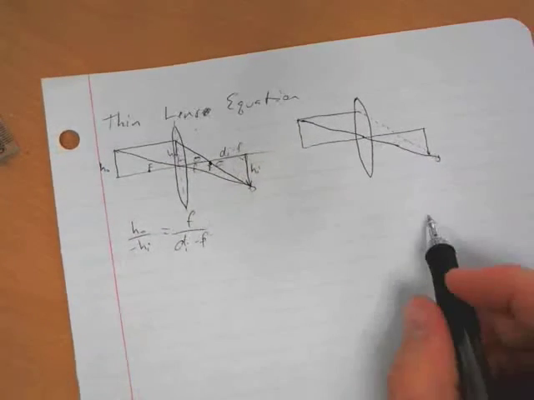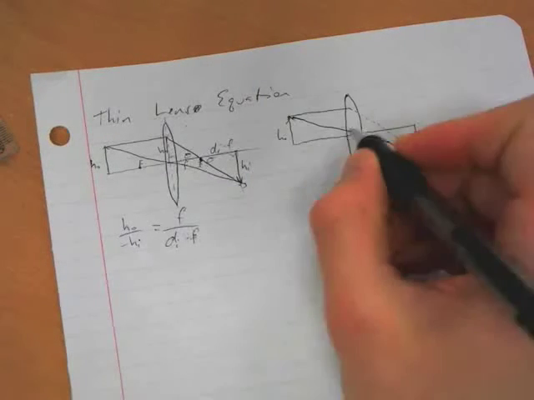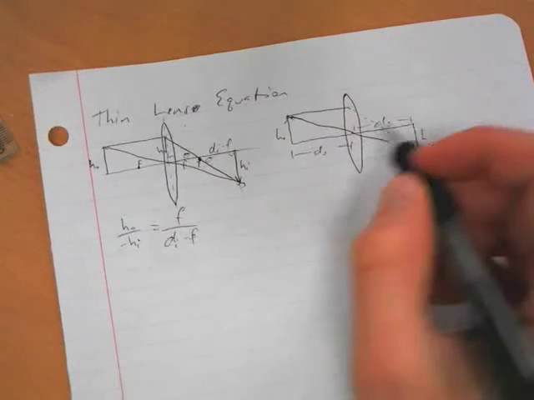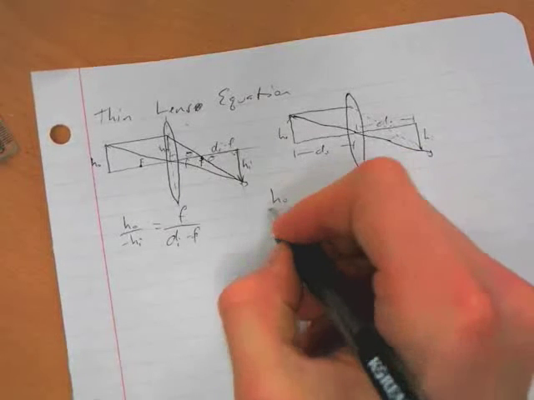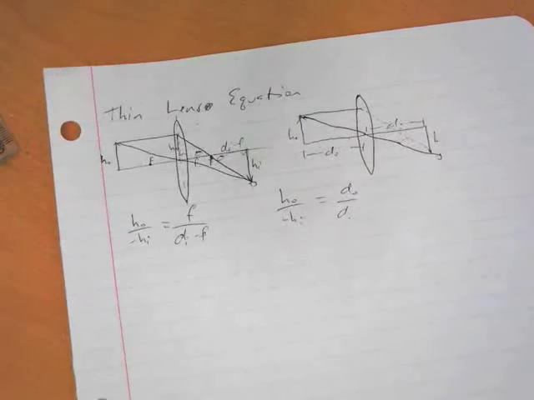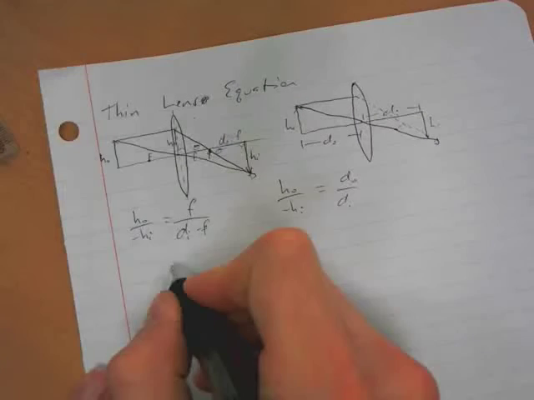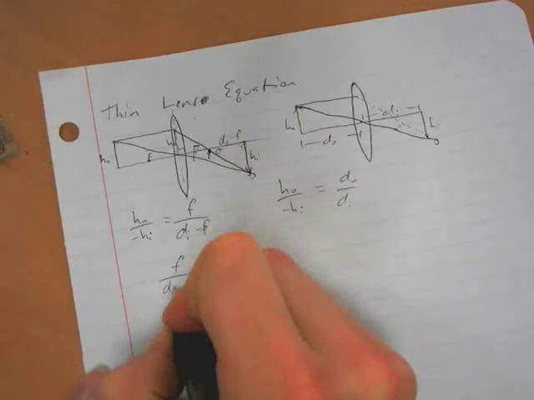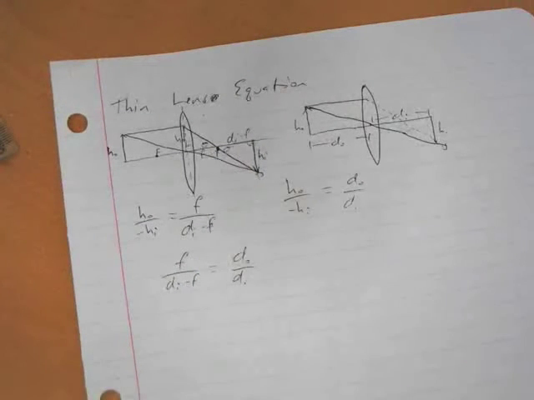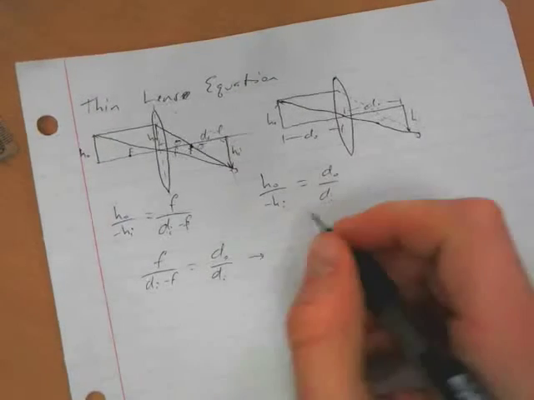Similarly, over here, same object height, same image height, and this is our image distance, this is our object distance. These two triangles are similar, so we can write object height over minus image height is equal to object distance over image distance. And from that, we can again find an equation for the lens, following a similar process as we did when deriving our mirror equation.